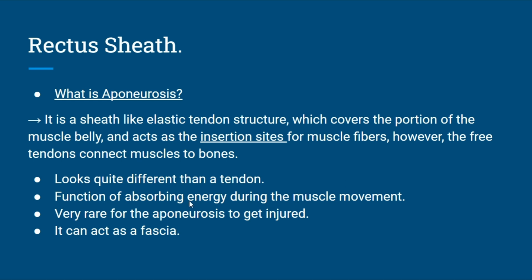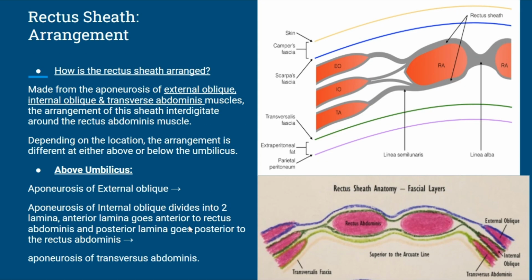It has a function of absorbing energy during the muscle movements. It is very rare for the aponeurosis to get injured, and it acts as a fascia. So how is the rectus sheath arranged? Again, it is made from the aponeurosis of the external oblique, internal oblique, and transversus abdominis muscles.